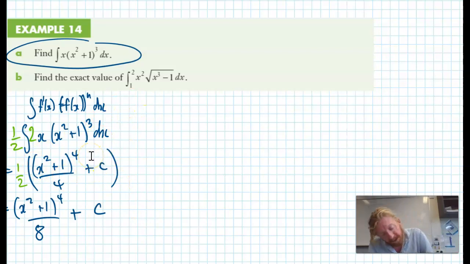We could call that c1 and c2 if we really wanted. Again, not really that important at this stage. Okay, let's do part B. Part B says, find the exact value of that, x squared.